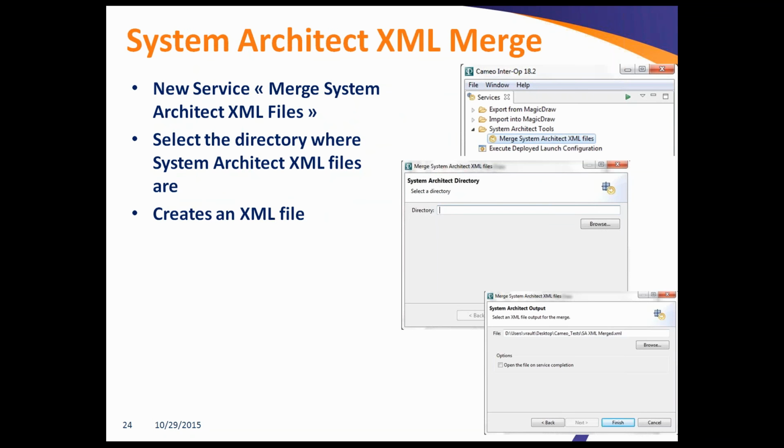What does our System Architect XML merge mean exactly? It is a service that can be used directly from Cameo Inter-Op that takes several XML files to create only one. So it takes one directory as an input, and it creates an XML file that can be used, for example, by the System Architect to MagicDraw transformation.